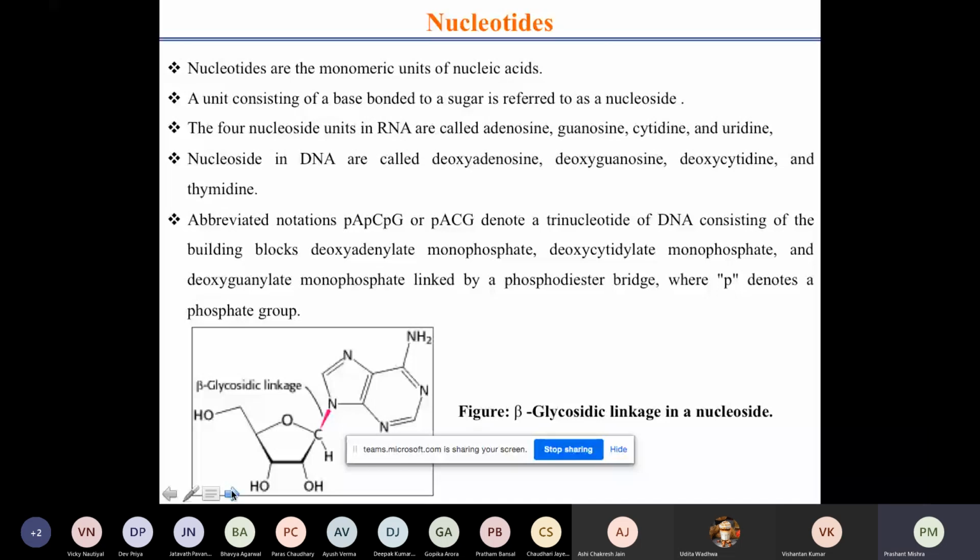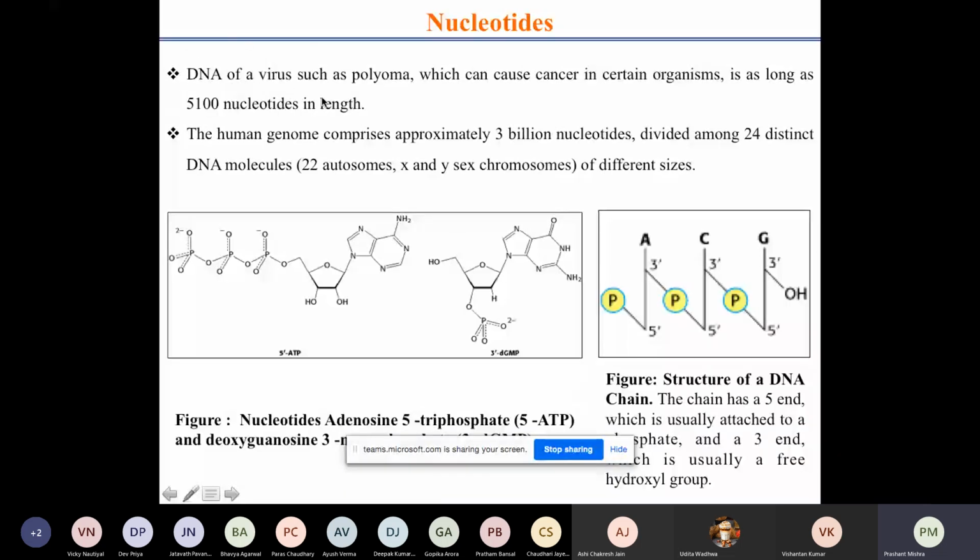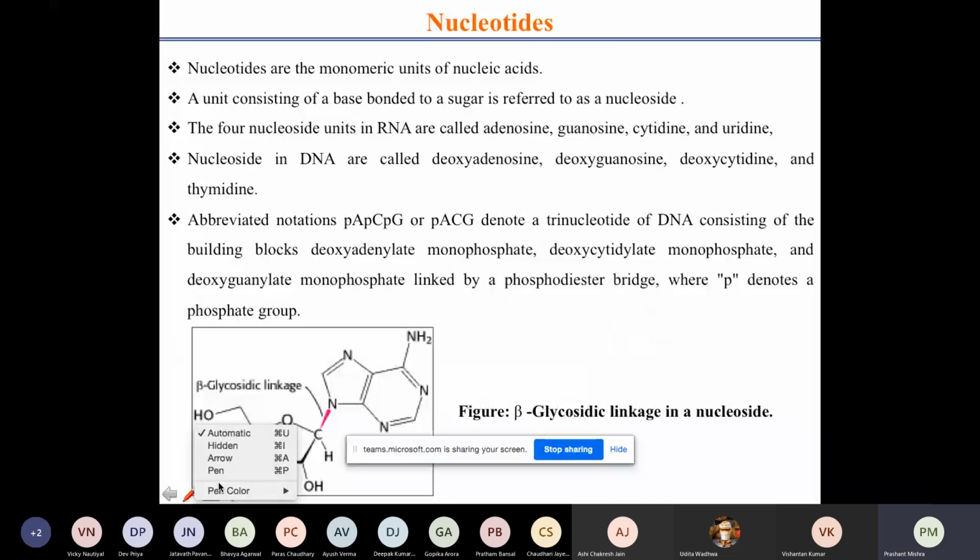Now coming to more details, the nucleotides are the monomeric unit of nucleic acid. It is a recapitulation. A unit consisting of a base bonded to sugar is referred to as a nucleoside. So what is the difference between nucleic acid and nucleoside or nucleotide? Nucleic acids are polymeric units. They are made up of nucleotides. You have to learn some very basic things and then you can understand. So there is a term nucleotide, and there is a term nucleoside.